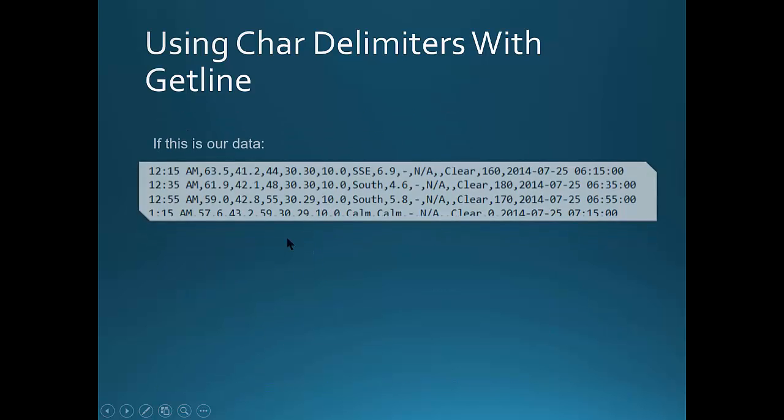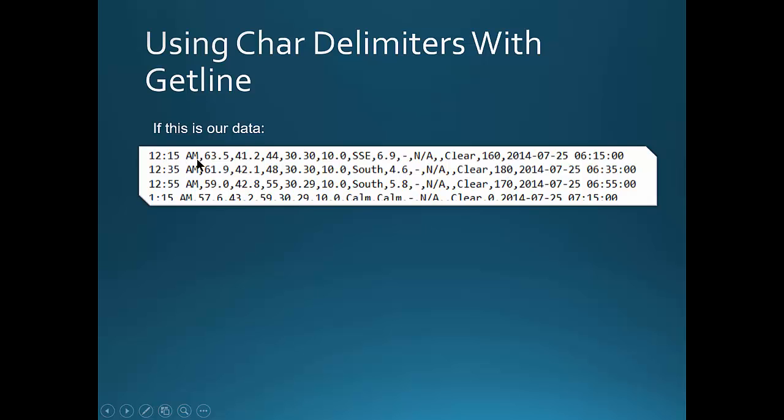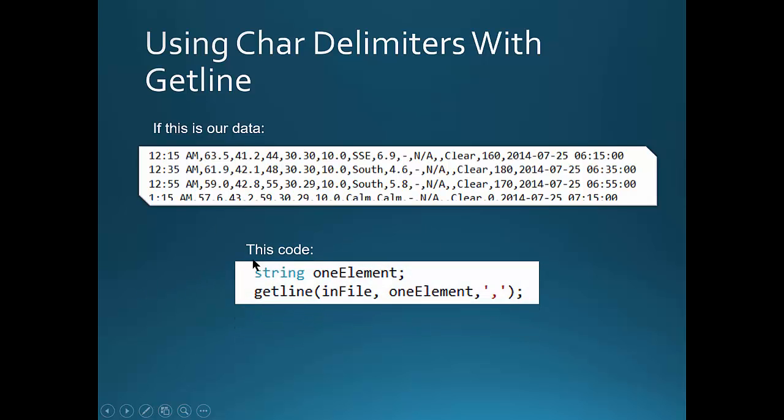So let's say we have this getLine. Let's say we have this file here, and we can see that we have a number of values separated by commas. Here we have 12:15 a.m., then a comma, 63.5, then a comma, 41.2, then a comma, all the way through. So this is a comma separated value file. If we wanted to read just 12:15 a.m. into one element, if we did this, that's what we would get. It would set 12:15 a.m. into one element. So this value here would go into that variable.